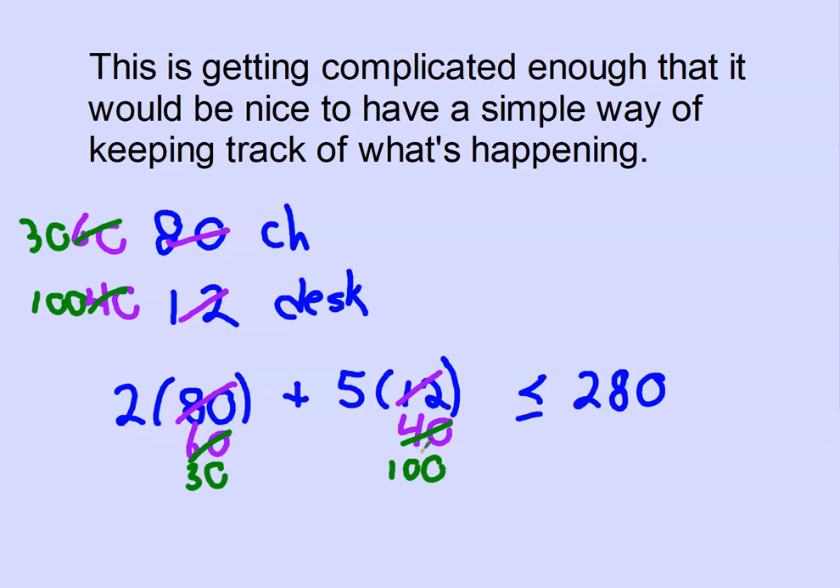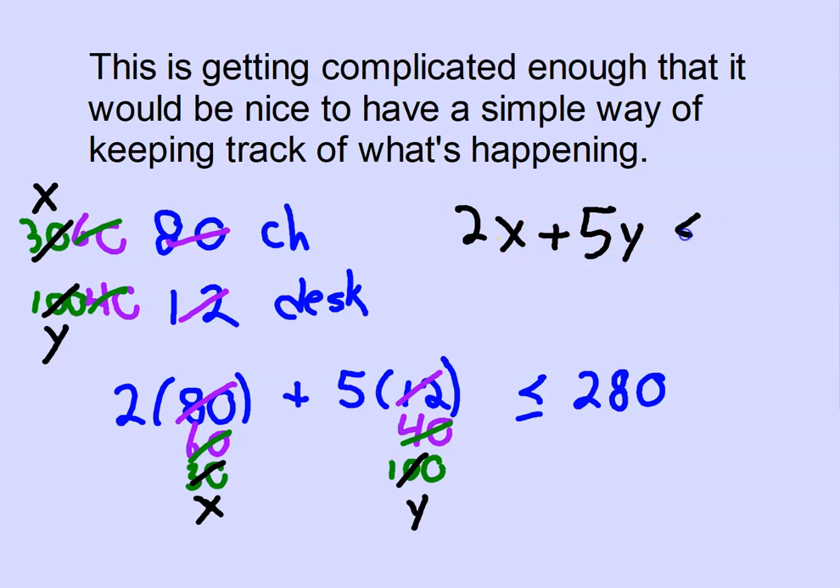But here's the deal. What I did there was I wrote down some math that I was doing to answer this question, and I said, what if these things change? This is a great way to help you build an inequality, because you can say, look, what if instead it's X chairs and Y desks? Well, you just replace these numbers with X and Y. So your inequality would be 2X plus 5Y is less than or equal to 280. And what I want to do is graph that and show you what it looks like here.